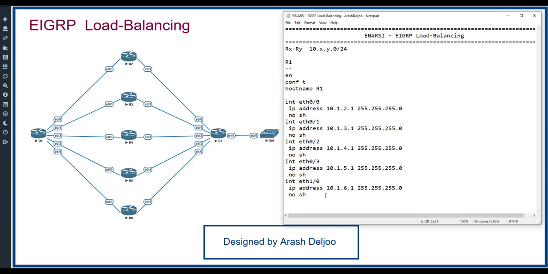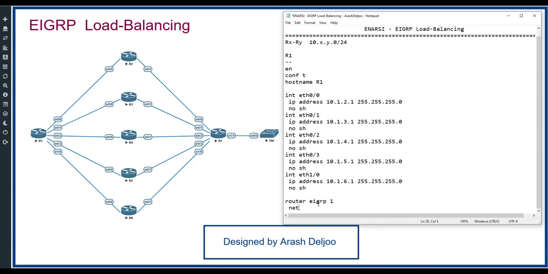Also, let me configure EIGRP. You can configure EIGRP with the traditional method and also with the named method. In router 1, I'm going to configure with the classic method. In router 7, I will configure with the named method. Router eigrp 1, and after that you should use the network statement 10.1.2.1 quad 0.